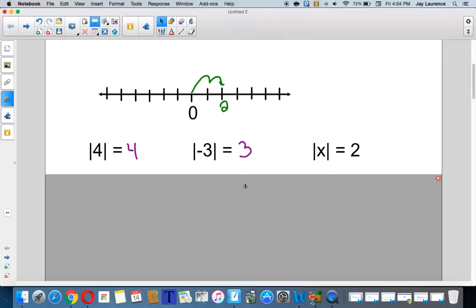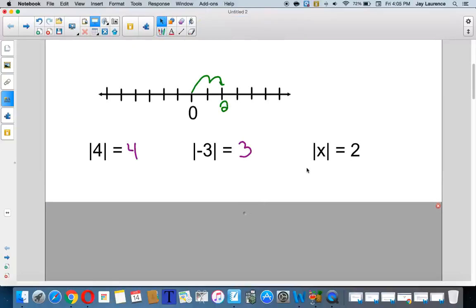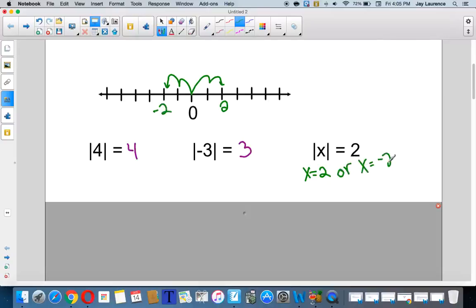Except, I lost my pen, sorry. All right, x equals 2. There's another answer. Because if I go 2 spaces from 0 in the other direction, I hit negative 2, don't I? So x is going to equal 2, or x is going to equal negative 2.